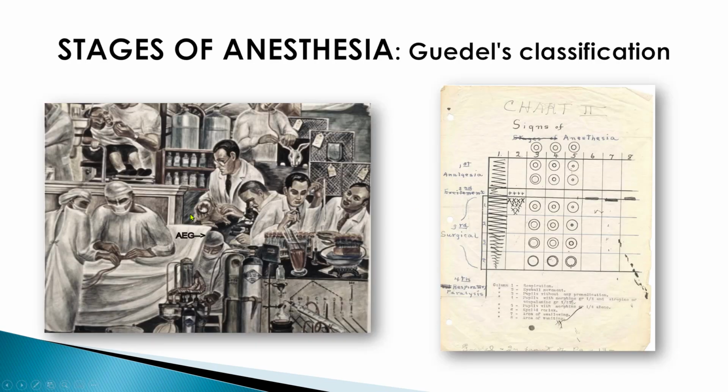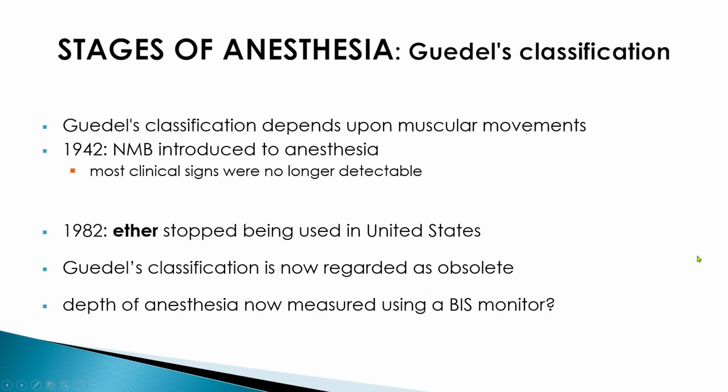This is a real picture of him right here underneath the drapes, assessing the patient and doing this research. And I found this paper here. I thought that was kind of cool. This is a picture of his actual notes of the pupils right here, and how they were fixed and dilated or restricted. Just kind of a neat picture, I thought. This classification depends on muscular movement.